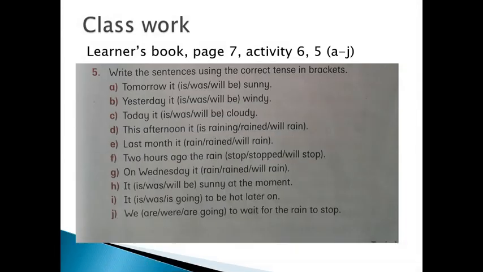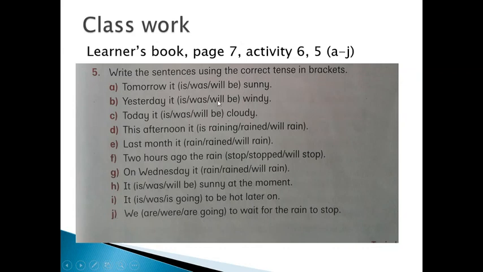Alright, for our classwork. Our classwork for today is taken from our learner's book on page 7, activity 6, number 5, A to J. Let me read the instruction quickly. Write the sentences using the correct tense in brackets.